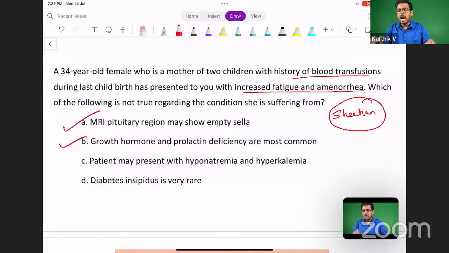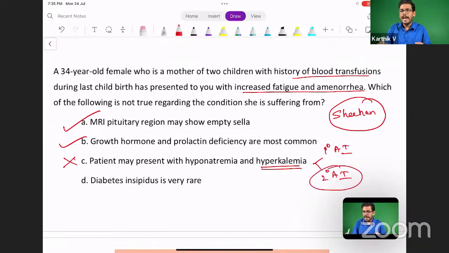Third option, the patient may present with hyponatremia and hyperkalemia. It's a wrong statement. Why is hyperkalemia not there? In a patient with adrenal insufficiency, it could be due to either primary or secondary adrenal insufficiency. Primary AI will have aldosterone deficiency, whereas secondary AI will not. It is the aldosterone deficiency, and not the glucocorticoid deficiency, which results in hyperkalemia. You know that secondary AI, as in the case of Sheehan, will have normal RAS activity, due to which the potassium levels will be kept normal. The hyponatremia is contributed by both glucocorticoids and mineralocorticoids. So hyponatremia in Sheehan is a true statement, but hyperkalemia in Sheehan is a false statement.